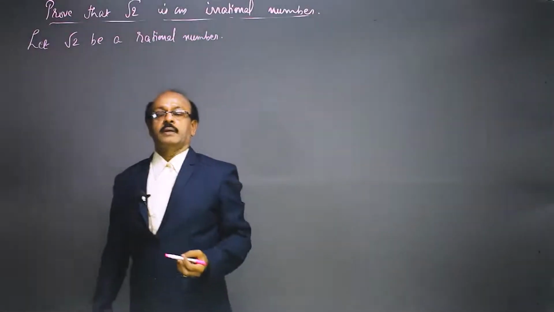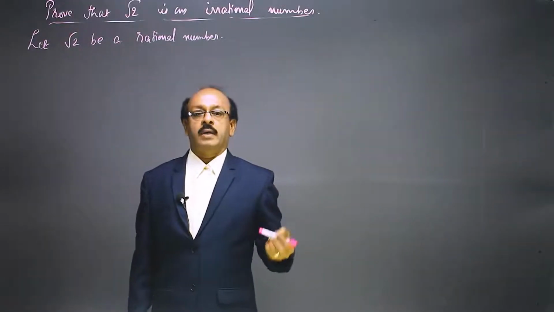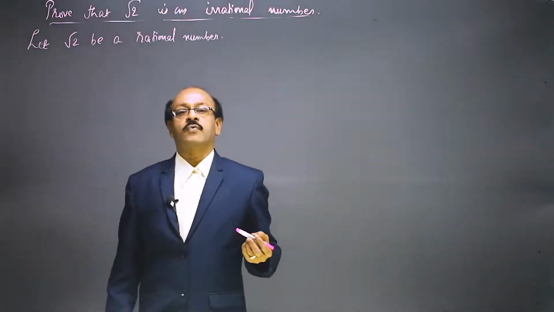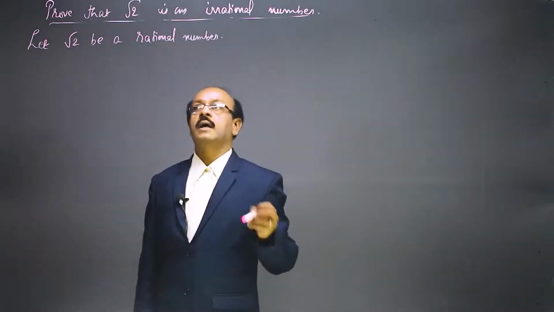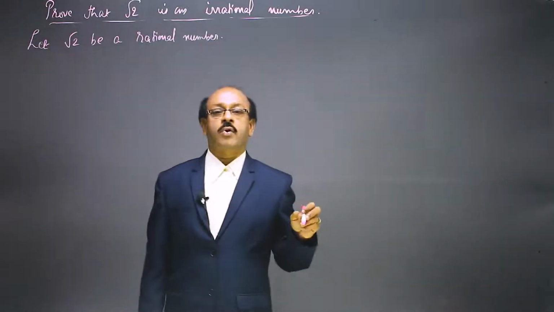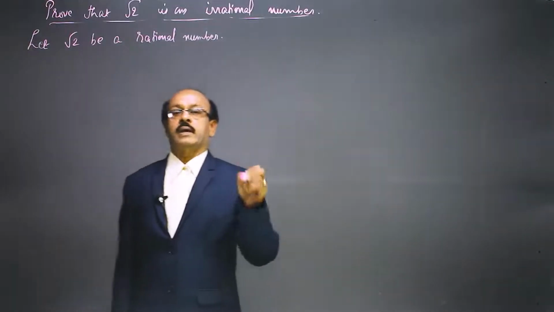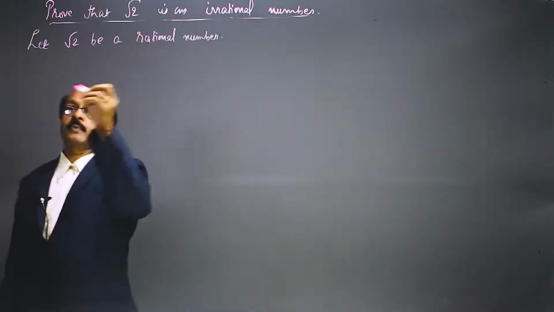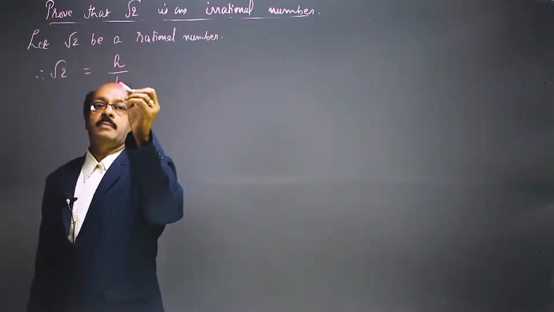What is a rational number? Rational numbers are numbers which can be expressed in the form a by b or p by q. Every number which can be expressed in the form a by b or p by q is called a rational number. If root 2 is a rational number, then root 2 can be written in the form a by b. Therefore root 2 is equal to a by b.